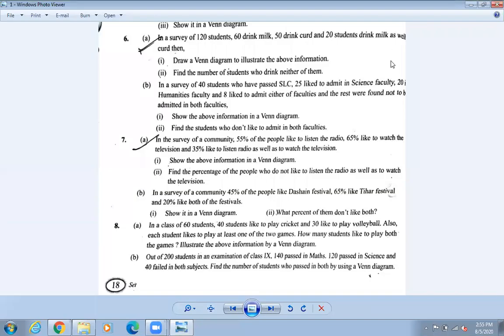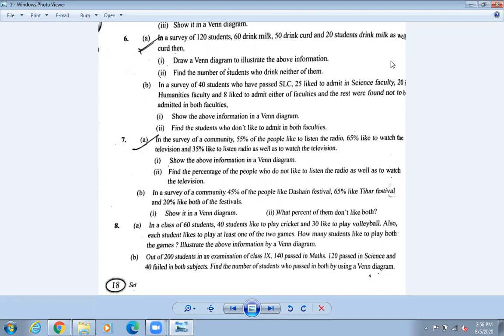Good afternoon, dear students. I'm going to continue yesterday's questions. Yesterday we did up to number 5. Today we are going to do from 6 to 10, probably. If we get the time, we'll do up to number 10.